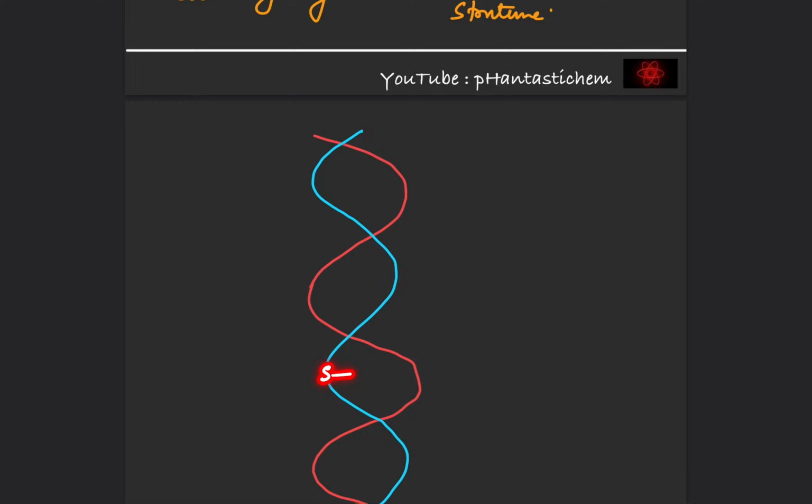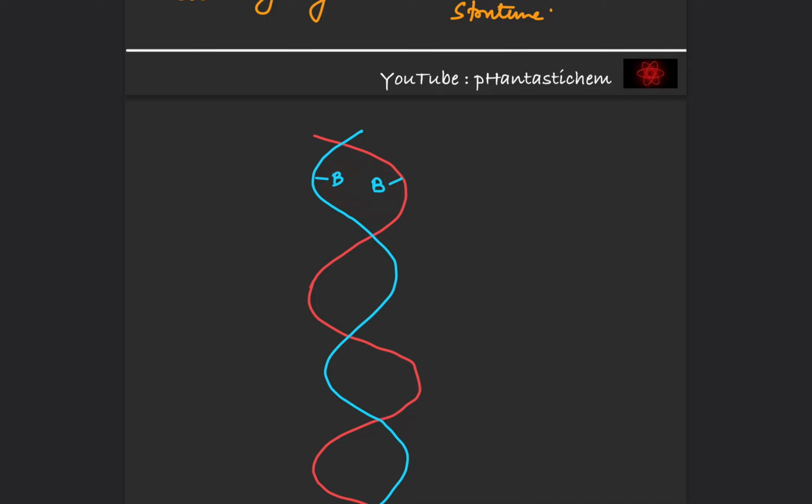Okay, here also sugar, so base is interior to the helix. Good. Base pairs of two strands are linked together through hydrogen bonds. Very important. Let's say that we have a base here, and let's say that we have another base here. So these two bases are linked to each other by hydrogen bonds.